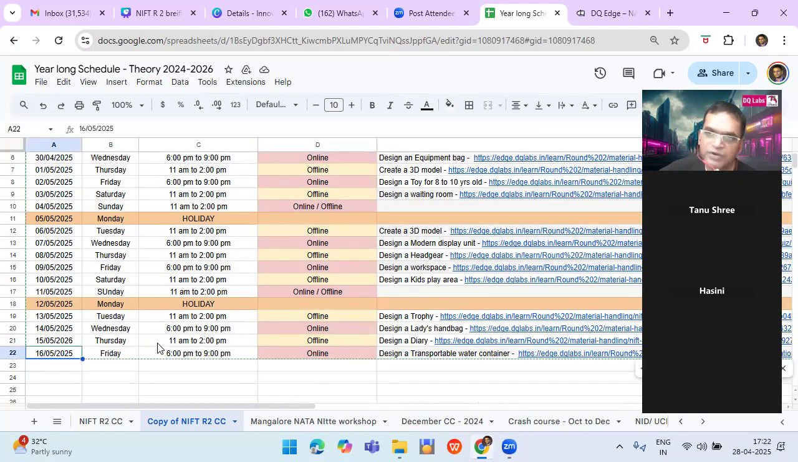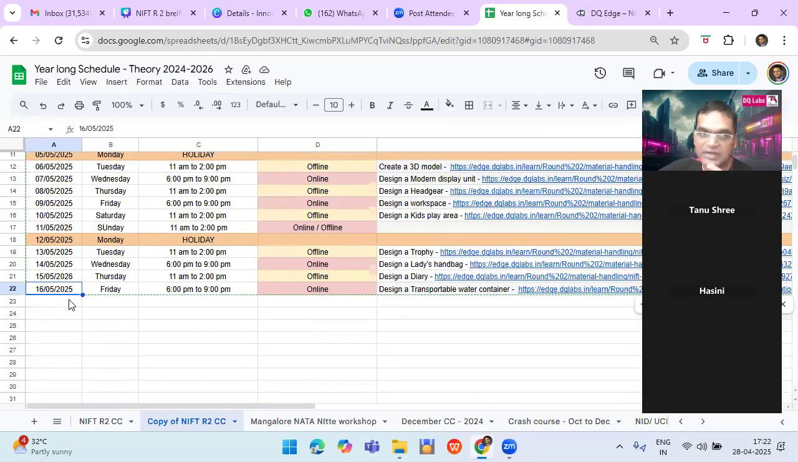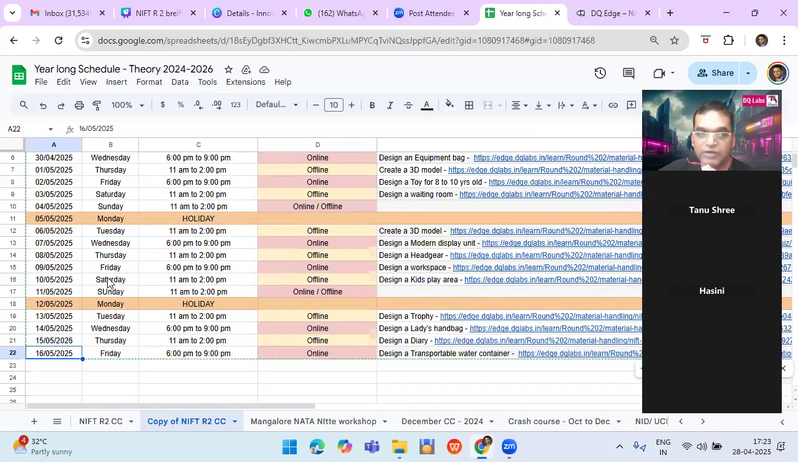We were not given the date, right? The date is not announced yet. So let us see, depending on the date, if it is extended beyond 16th, we can have more sessions as well. But right now we have chalked out till 16th of May.